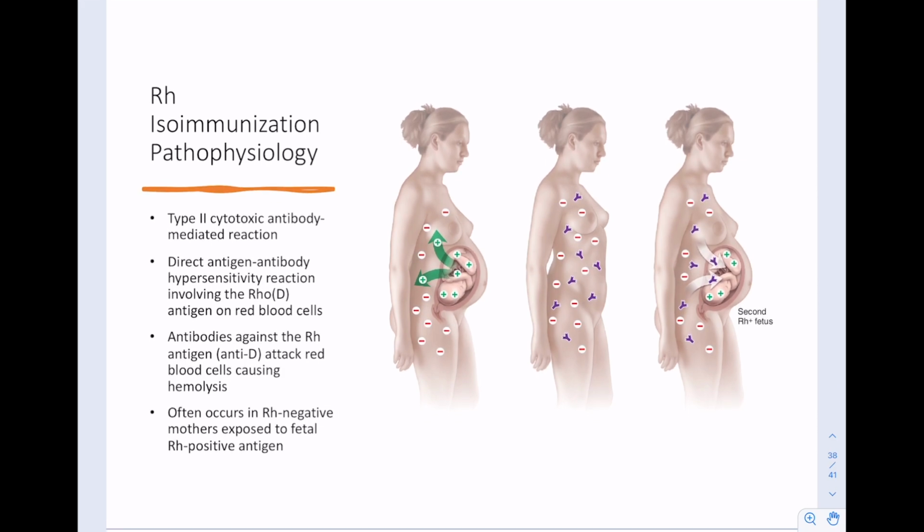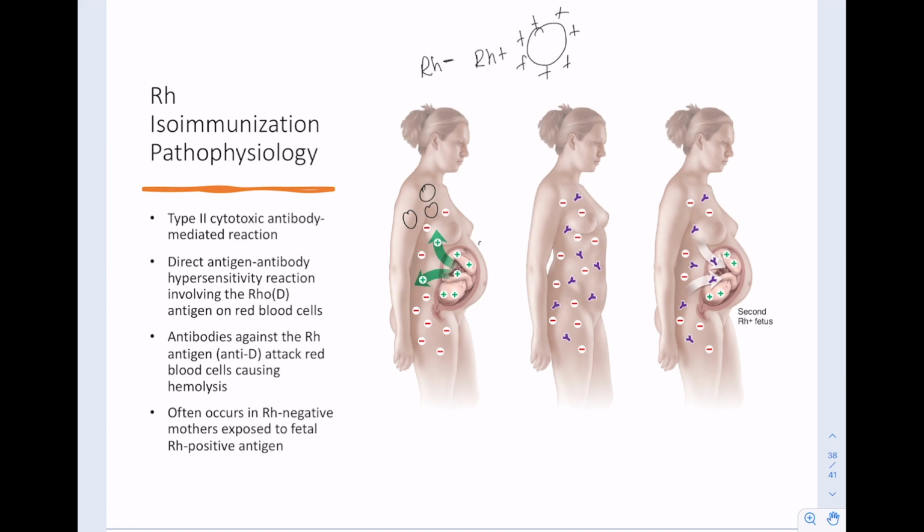All right, so what happens specifically with this Rh isoimmunization? You have to have a mother who is Rh negative. So she has red blood cells that don't have the Rh antigen on them. So these are red blood cells, no Rh antigen. What can happen is if she mates with someone who is Rh positive, the baby can then be Rh positive, producing red blood cells with that Rh antigen on its surface.